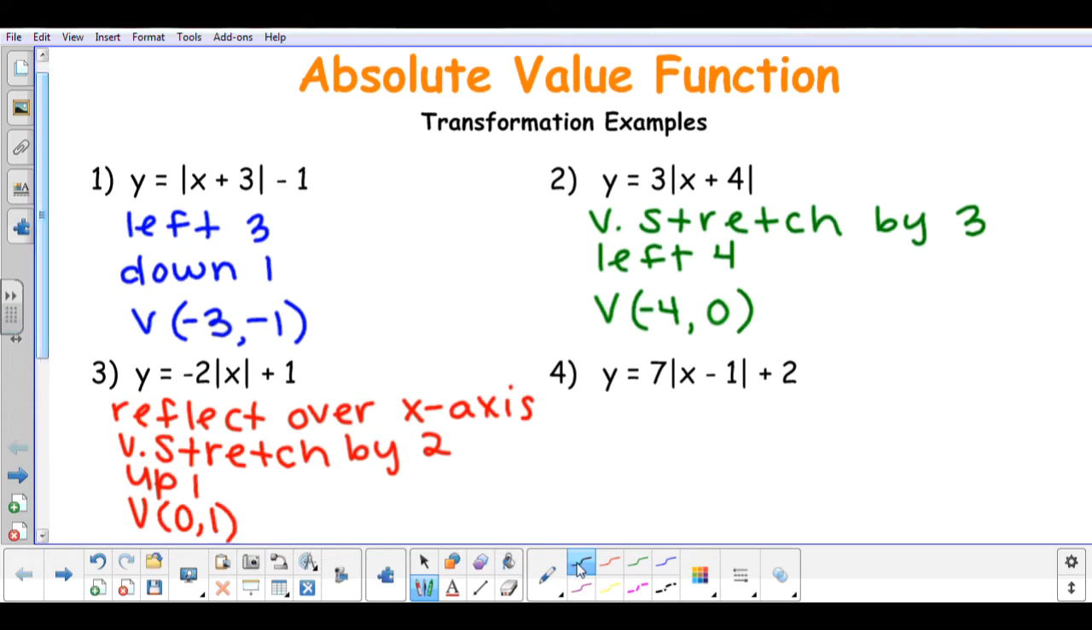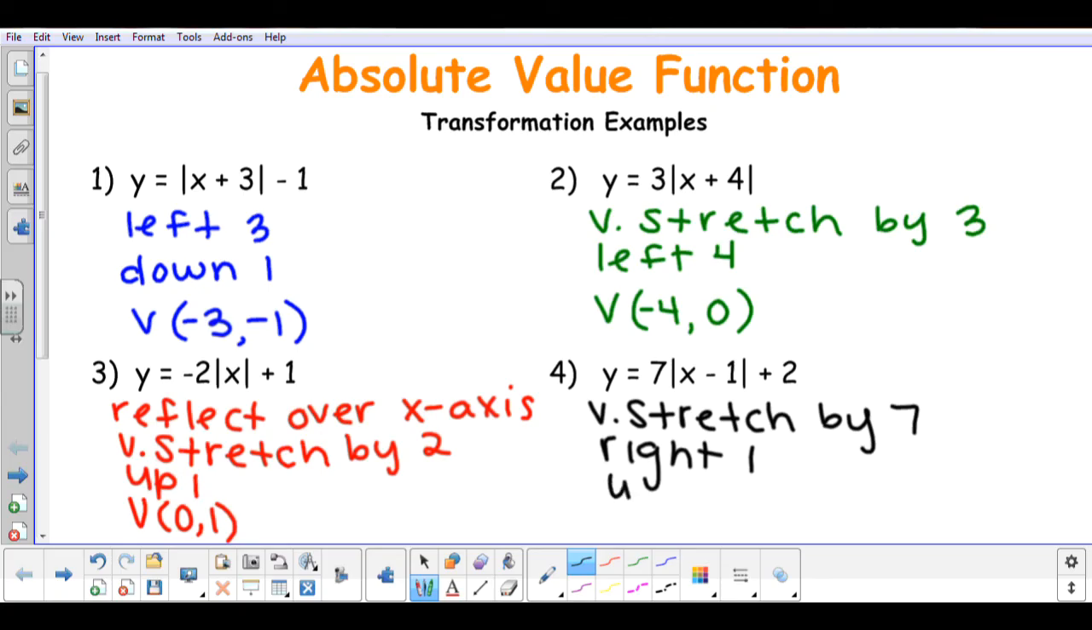My last example, I have a +7 in front, so that too is a vertical stretch. If I go inside, I have a -1, so that's going to indicate a right 1, and my +2 will tell me that I am going up 2. Since my vertex is going right and then up, my vertex is going to be at +1, +2.